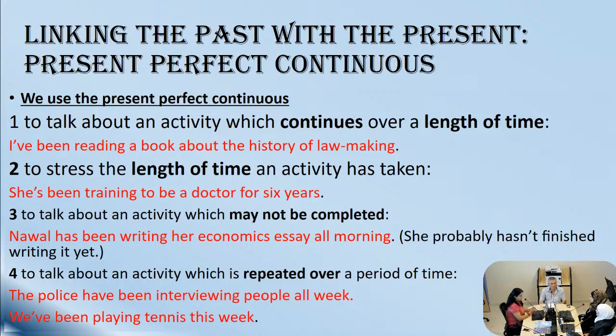The second use is to stress the length of time an activity has taken. She has been training to be a doctor for 6 years. The third use is to talk about an activity which may not be completed. Nawal has been writing her economics essay all morning. She probably hasn't finished writing it yet. And the fourth use is to talk about an activity which is repeated over a period of time. The police have been interviewing people all week, and we've been playing tennis this week.